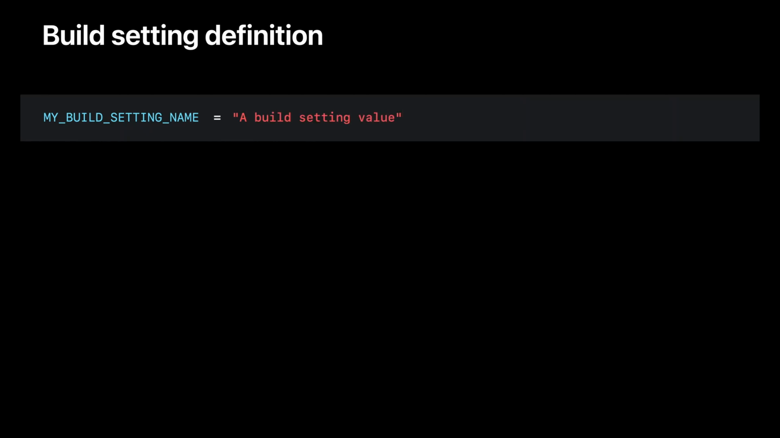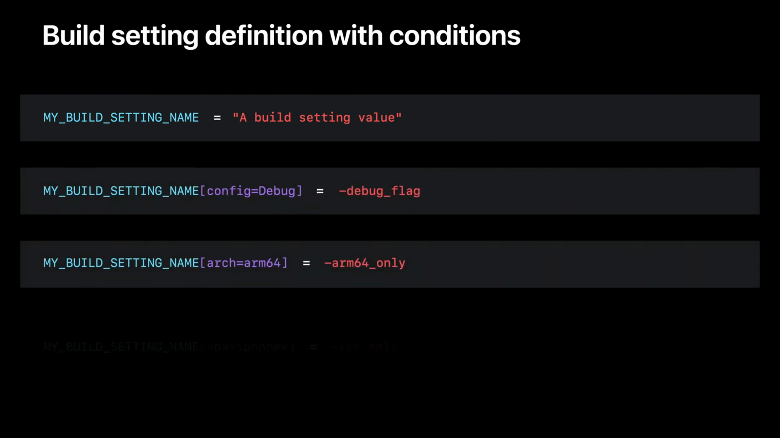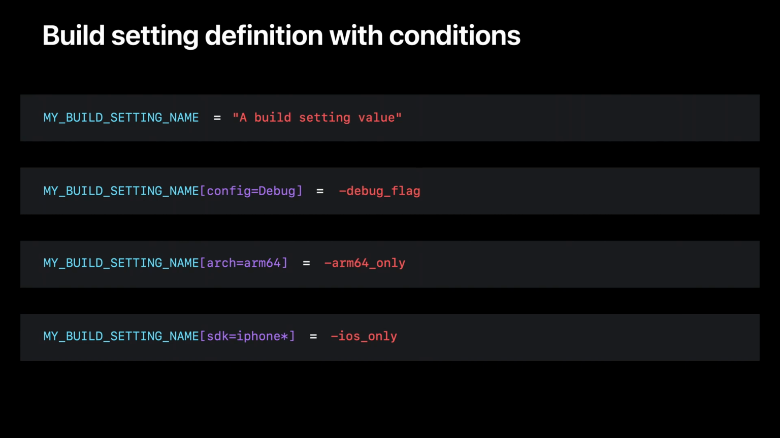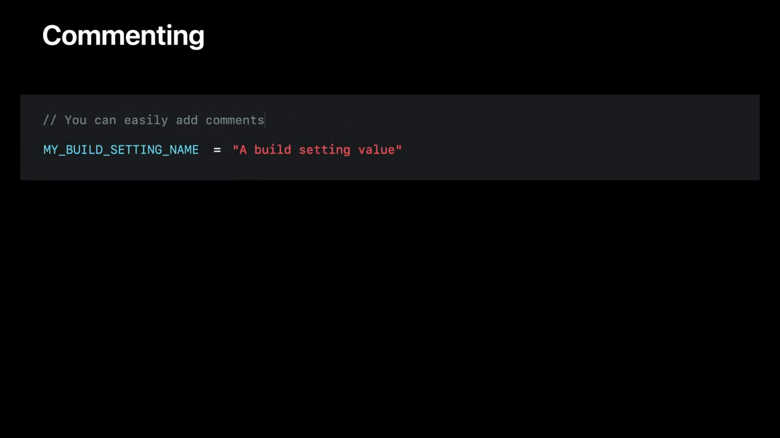You can narrow the value of a build setting using the conditional syntax. Conditional settings are defined using square brackets. Some of the supported conditions include configuration, architecture, and SDK. As shown with the SDK condition, wildcards can be used for matching purposes. Comments can be added as well using the familiar // syntax.